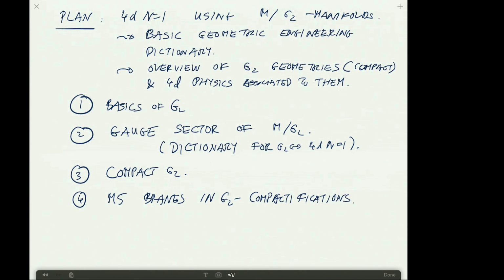Right, so one way of thinking of M5 branes is domain walls in four-dimensional N equals 1 theories, which preserve actually N equals 1 supersymmetry. And of course, that has also recently seen quite a lot of activity, that kind of thing.